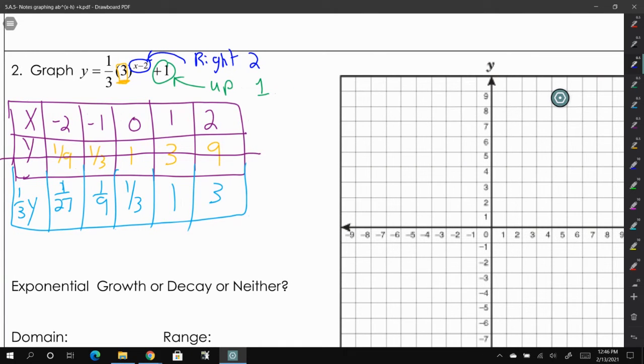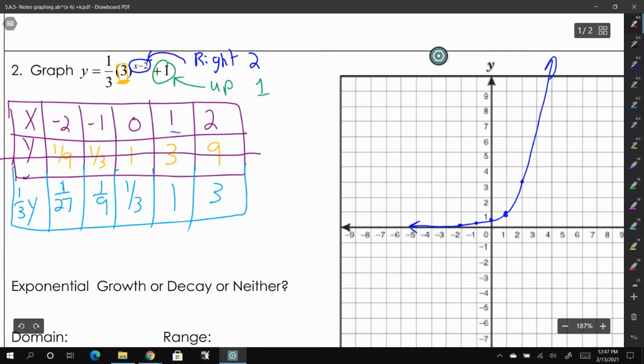-2, 1/27. So that's going to be really close to 0, so let's put a dot right above it. -1, 1/9. Again, pretty close to 0. 0, 1/3. 1, 1. And 2, 3. So here is our graph without any shifts.